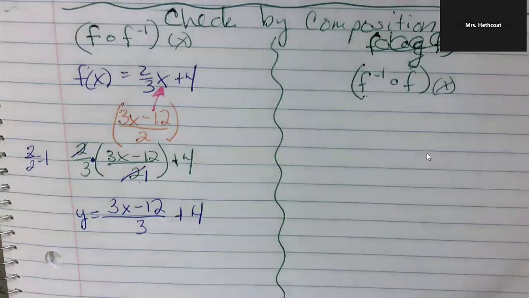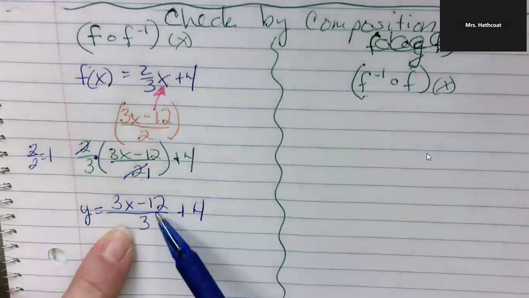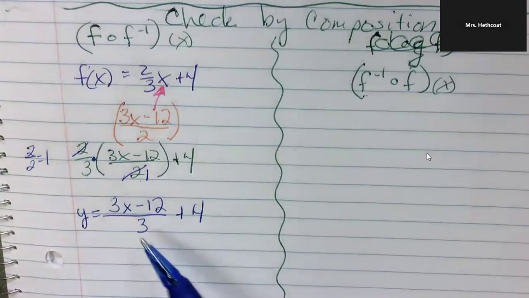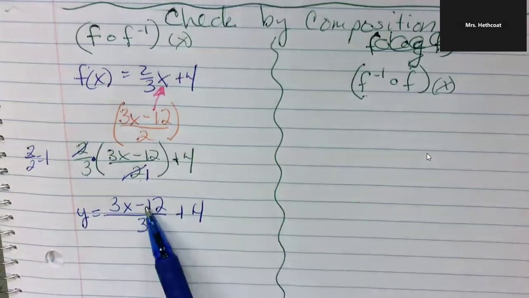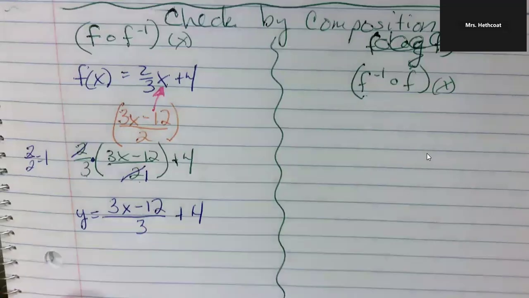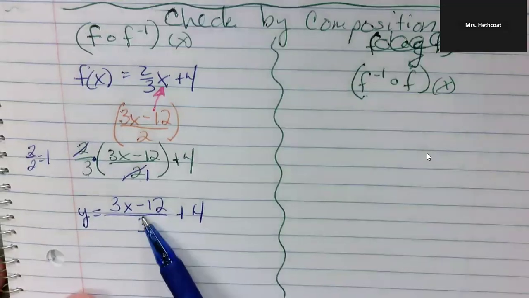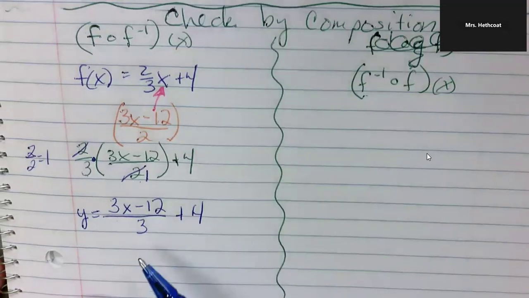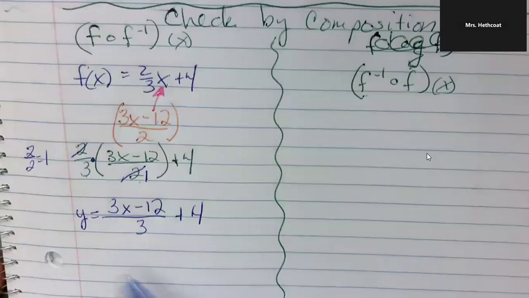So now we have two options on how to solve here. We could go, hey, is there something I can take out on the top? And we could take out a 3. We'd be left with x minus 4, and then the 3's would cancel.